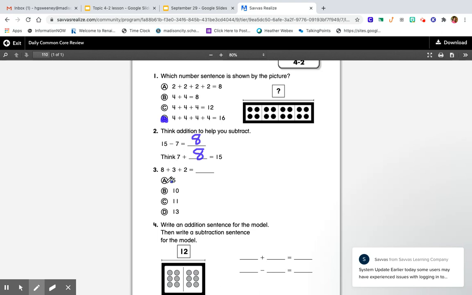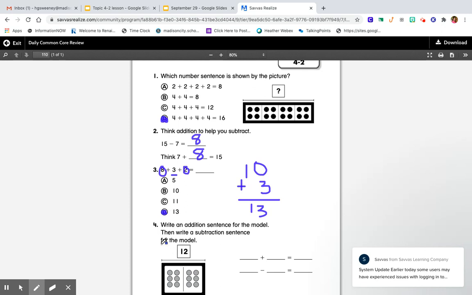Now let's move to number 3, adding up 3 numbers. 8 plus 3 plus 2. Now, I always said the first thing you want to look for is a doubles fact, a near doubles fact, or a number addition that will give you 10. So right off the bat, I know 8 plus 2 equals 10. So I've got 10 already from 8 and 2. That means I've got to now add 3 to 10 to finish the problem. So 10 plus 3 I know is 13. So that means my answer is D, 13.